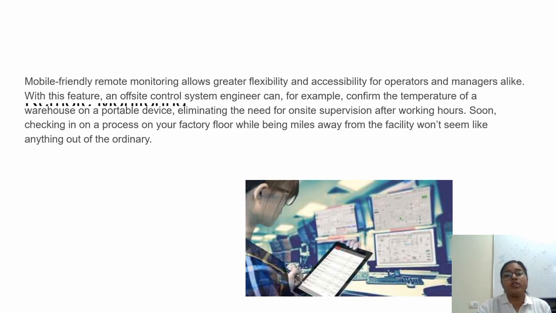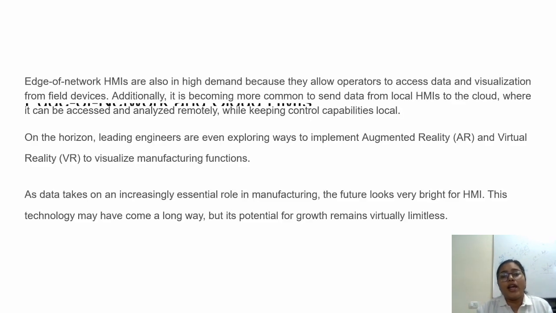So, the example which I have taken here is to confirm the temperature of a warehouse. By sitting somewhere far away from the warehouse, the manager can see the temperature of the warehouse, and from a far distance he can manage to maintain the temperature, or they can eliminate on-site supervision after working hours. Now, the age of network.